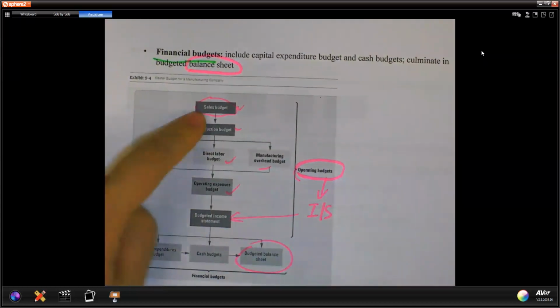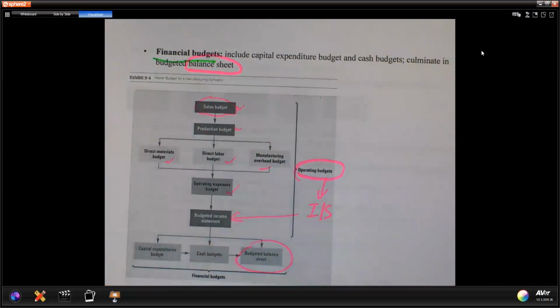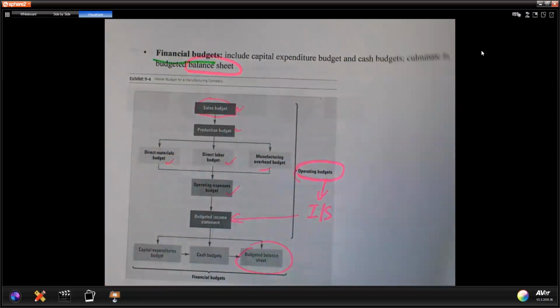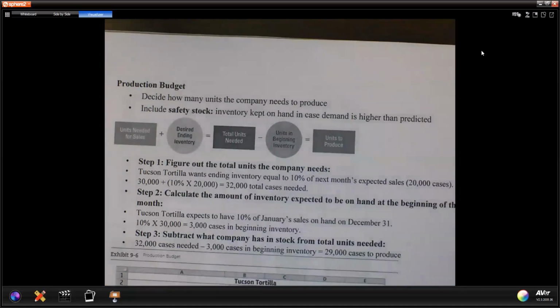Oh yeah, remember we said we have about 8 to 9 budgets. We are done with the first one, so we go to the next budget. Not so hard, right? Okay, next one we call it a production budget.